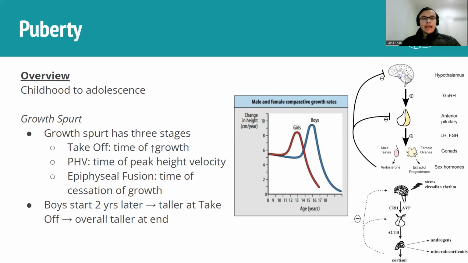And an important thing to keep in mind here is that boys start about 2 years later than girls when it comes to that takeoff and peak height velocity with their growth spurt, which might make you think that they'll end up having a shorter height. But because they are starting off at a higher baseline, they've had more time to grow. At the takeoff period, on average, they tend to be taller, and so overall will end up being taller at the end as well, which is what the graph sort of demonstrates there.